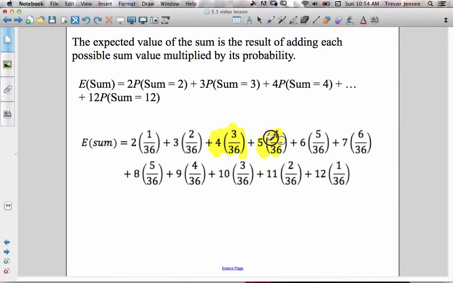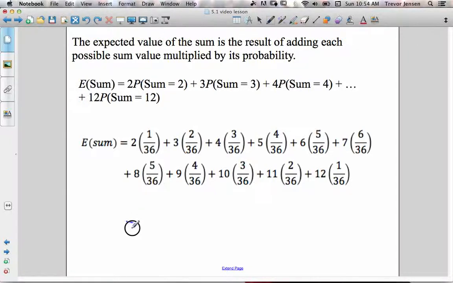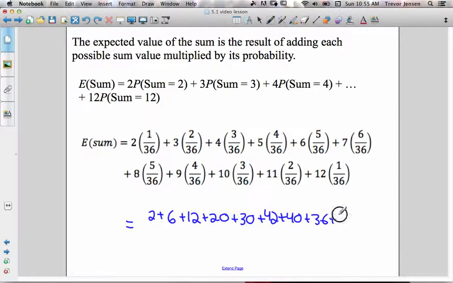Okay, so let's go ahead and calculate this so we can get our expected value. So notice they all have a common denominator. So that's going to be nice, make the calculation fairly simple. So I just need to do 2 times 1 is 2, plus 3 times 2 is 6, plus 4 times 3 is 12, plus 5 times 4 is 20, plus 6 times 5 is 30, 7 times 6 is 42, 8 times 5 is 40, plus 9 times 4 is 36, plus 10 times 3 is 30, plus 11 times 2 is 22.